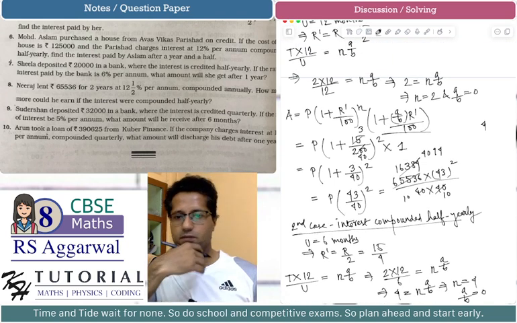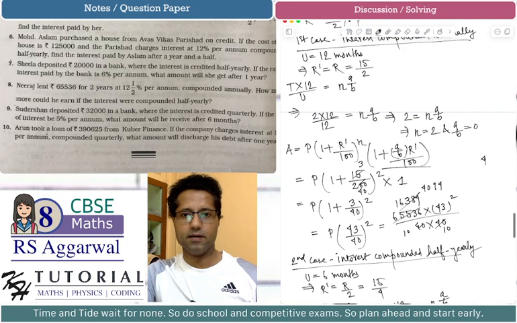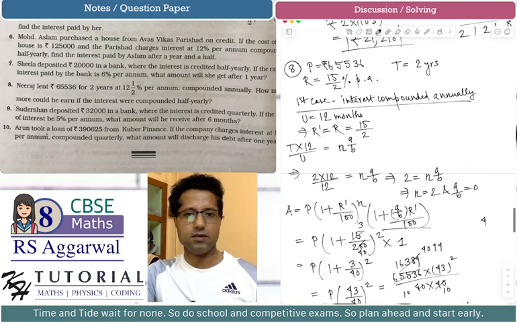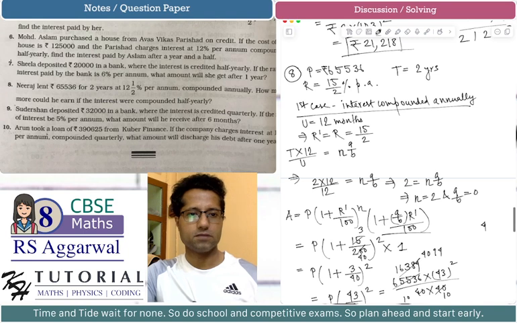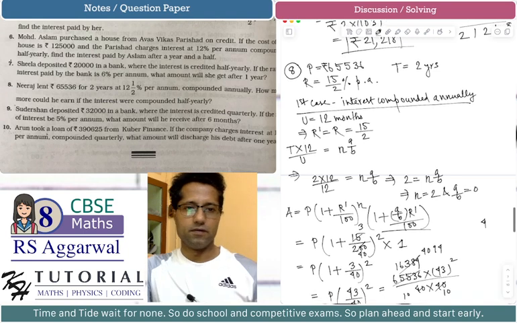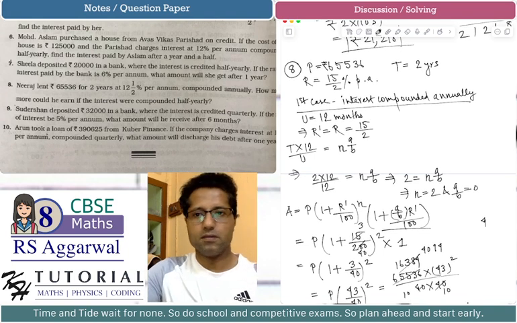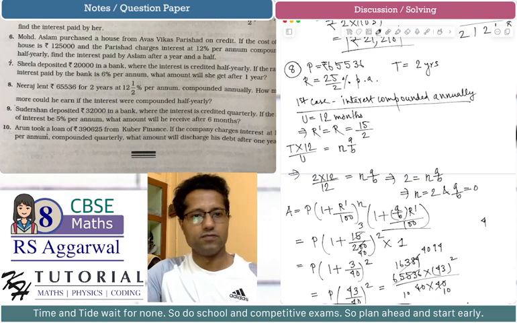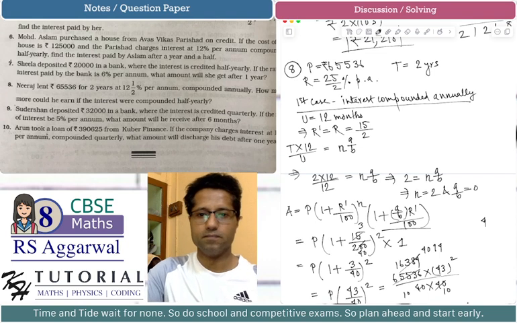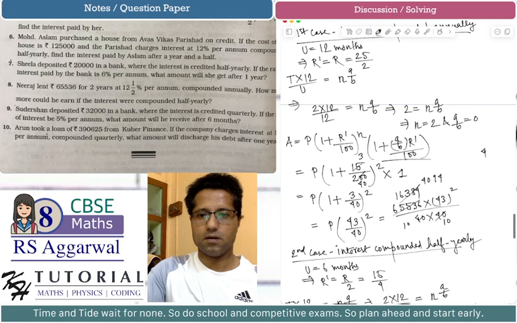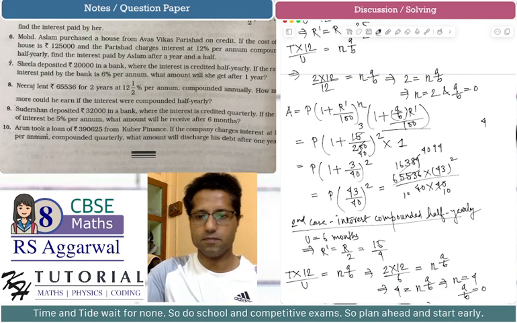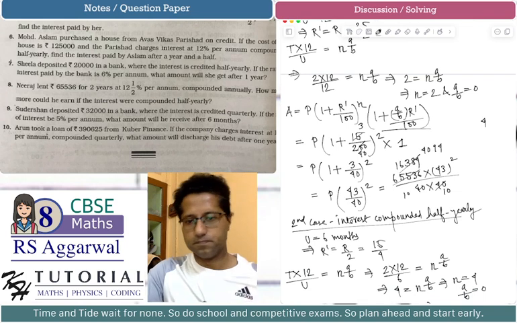The calculation has become very tedious. Let me check if I did everything correctly or not. Sheila and Neeraj, principal 65,536, T is 2 years and rate of interest is 24. Oh, sorry, the rate is 25 by 2. My bad. So it is 12.5%, which means 25 by 2. So R dash is equal to 25 by 2. Okay, the rest will be the same. So this will be 25 by 2.